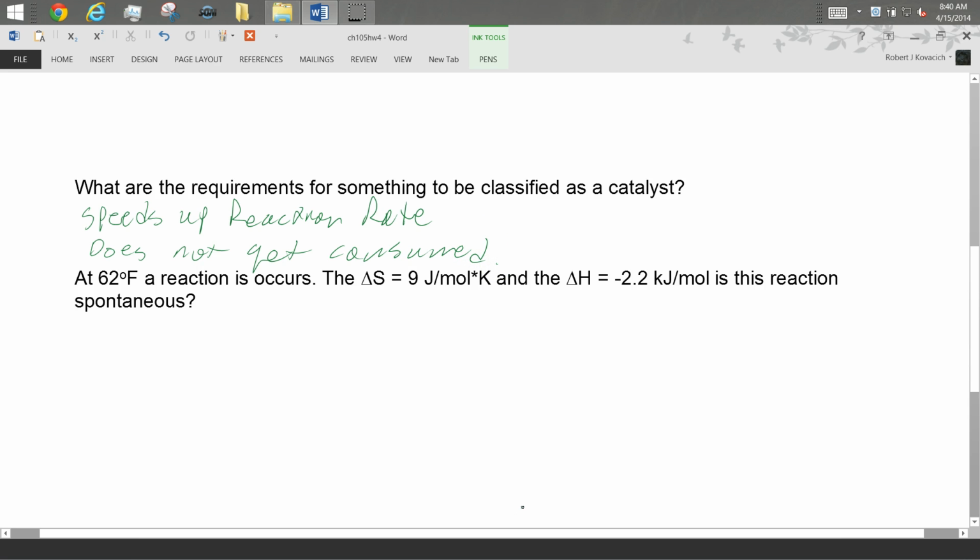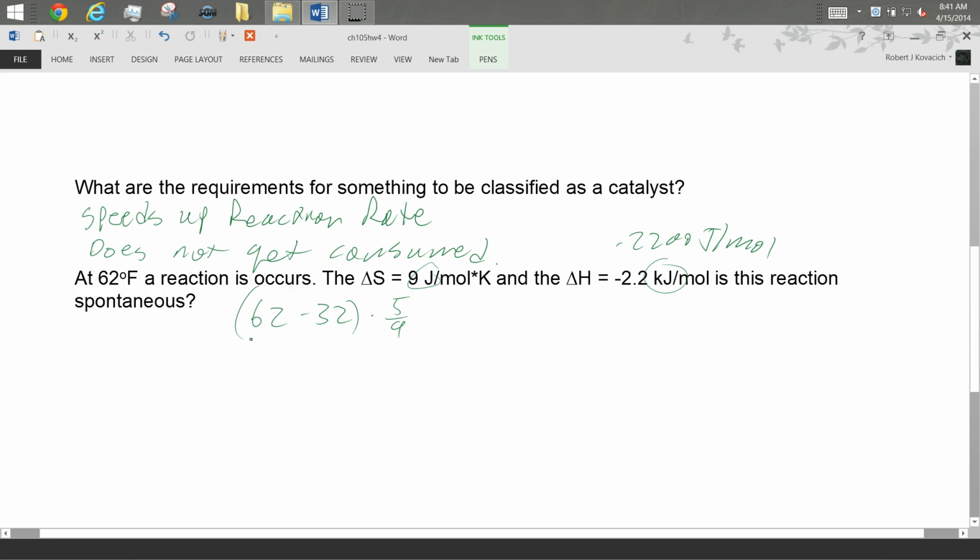All right, so I got 62 degrees Fahrenheit. I got joules per mole K. I got kilojoules per mole K. All right, so we're going to need the correct units here, and the 62 degrees Fahrenheit's got to get changed, and also this joule and kilojoule thing. So I'm going to switch this to negative 2200 joules per mole. And then I need to do the Fahrenheit. So let's see, that's 62 minus 32 times 5/9.